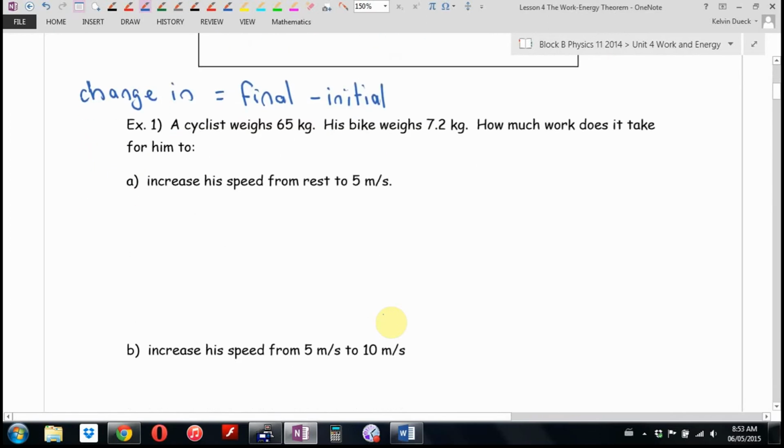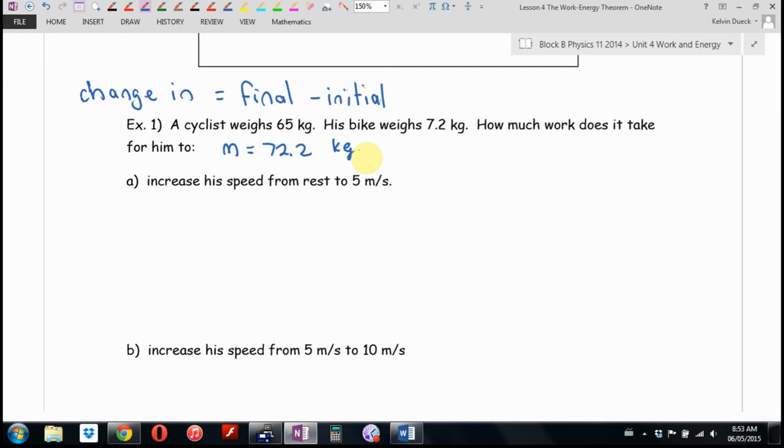This is hopefully going to explain something to you about cycling. A cyclist weighs 65 kilograms. This bike weighs 7.2 kilograms. So first of all, what's the total mass here? 65 plus 7.2, 72.2? You okay with that, Thomas? Okay. How much work does it take for him to increase his speed from rest to 5 meters per second?